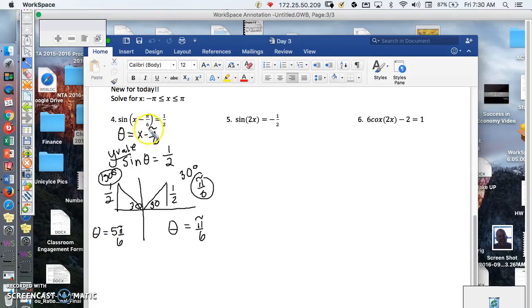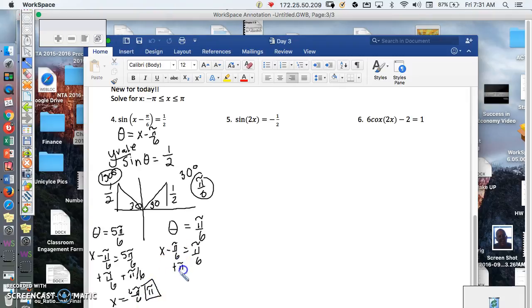But what did we substitute in for theta? We substituted in x minus pi over 6. So x minus pi over 6 equals pi over 6. X minus pi over 6 equals 5 pi over 6. And each of these we just have to add that pi over 6. So we have x equals, well, that would be 6 pi over 6, or pi, plus pi over 6, plus pi over 6. So x equals 2 pi over 6, which reduces down to pi over 3.